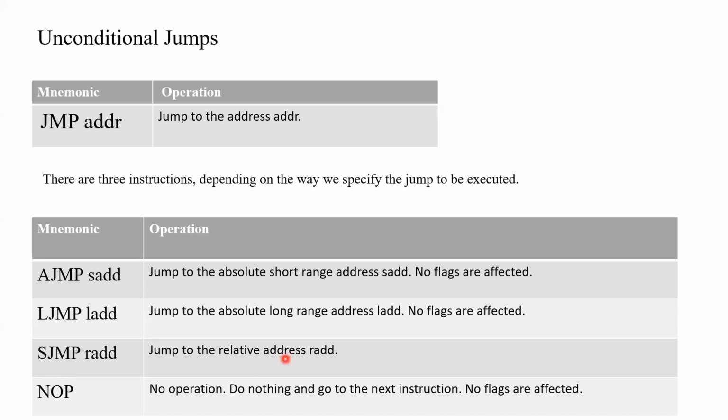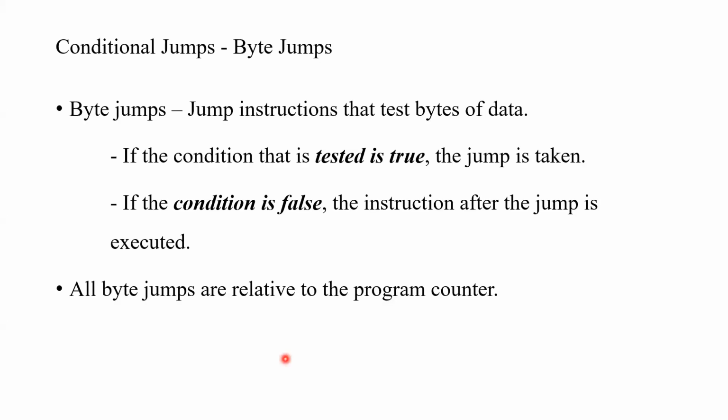These are unconditional jumps. Next, we have conditional jumps, and conditional jumps could be a condition on the byte or a condition on the bit. First, we'll study the conditional jumps that depend on the byte. Byte jumps are jump instructions that test bytes of data. If the condition that is tested is true, the jump is taken. If the condition is false, the instruction after the jump is executed.